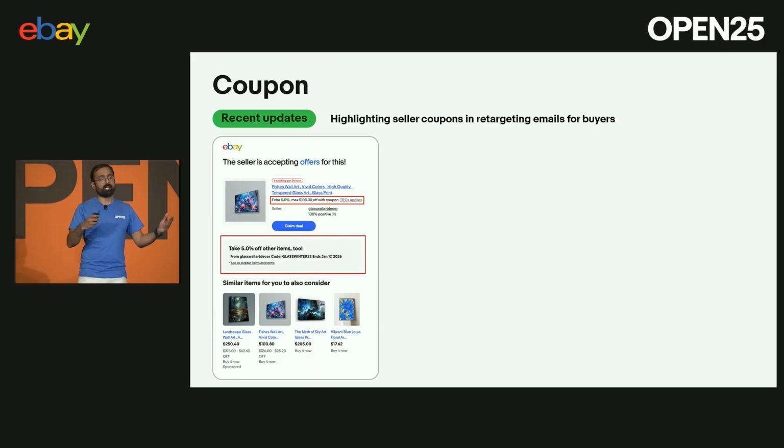One more example. We send out a lot of emails to our buyers, and when your inventory shows up in these emails, we are also highlighting that there is a coupon for this inventory, or that the seller is running a coupon campaign. Again, just a lot of different ways to bring your buyers back to your inventory.